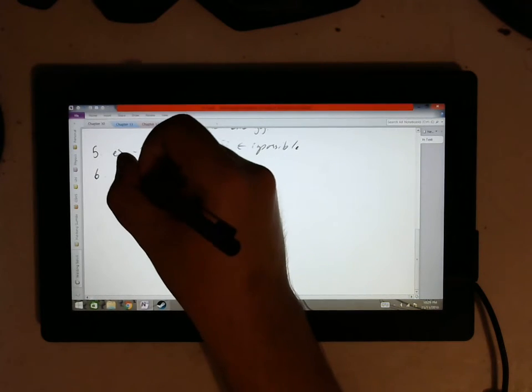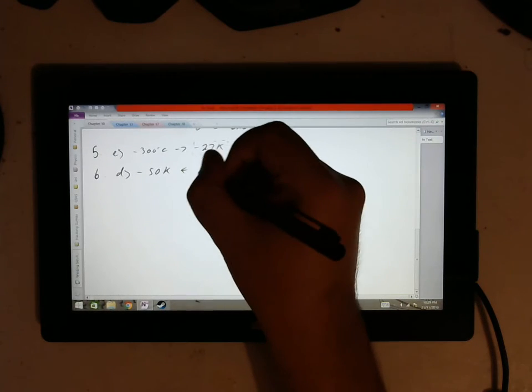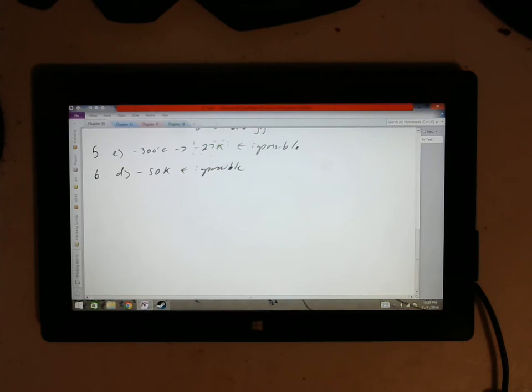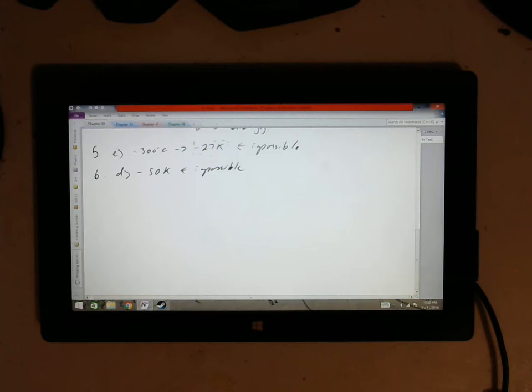If we go down to question 6, again, A, B and C, you shouldn't have any dramas, but if we look at D, minus 50 Kelvin, same thing, this is an impossible number to work with. Again, no such thing as negative Kelvin. The rest of the questions, if you can't do that, there is a very, very concerning problem there.